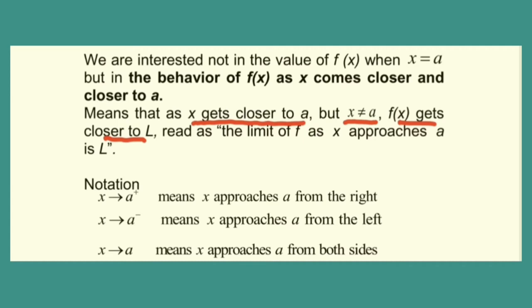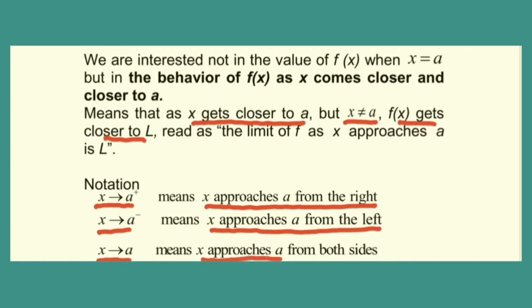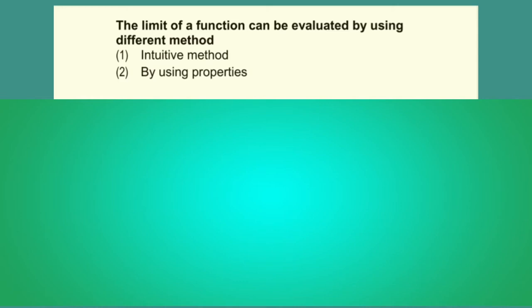Here are some notations that you can see in this chapter. This one means x approaches a from the right. This one means x approaches a from the left. And this one means x approaches a from both sides. We can evaluate the limit by using the intuitive method and properties.